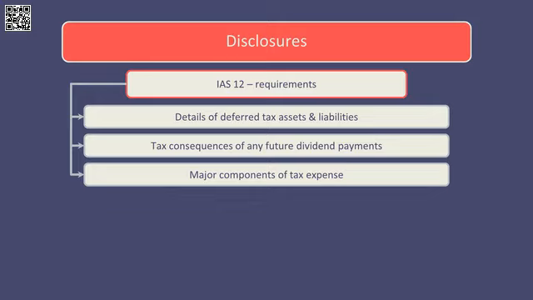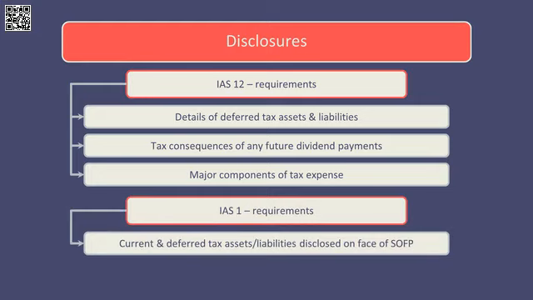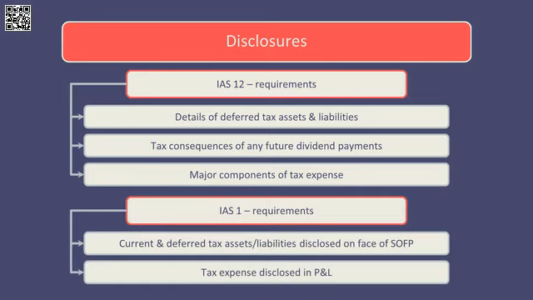IAS 1 also requires the current tax assets, current tax liabilities, deferred tax assets and deferred tax liabilities to be disclosed on the face of the statement of financial position, and that any tax expense is disclosed in the profit or loss section of the statement of profit or loss and other comprehensive income.